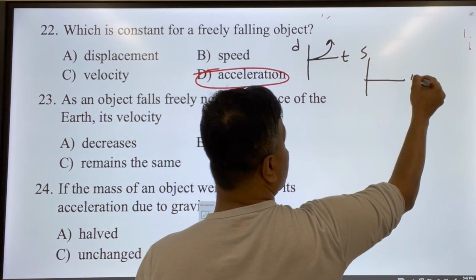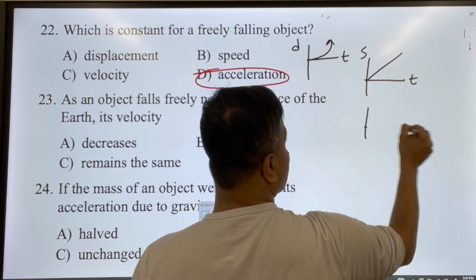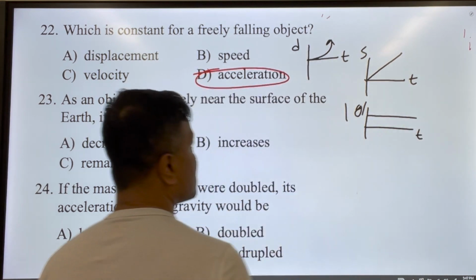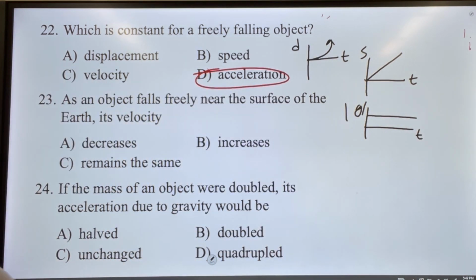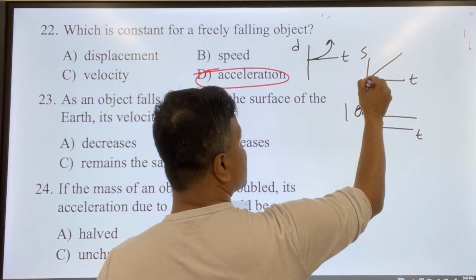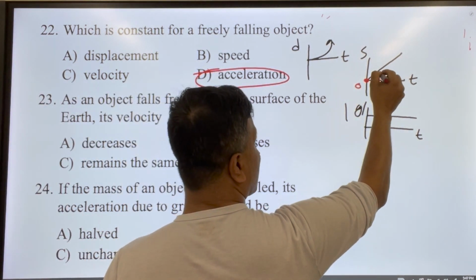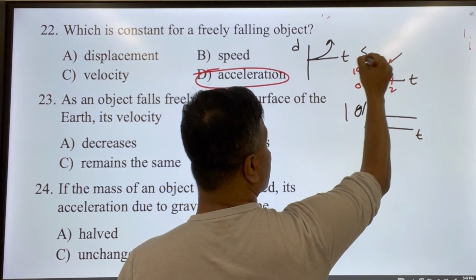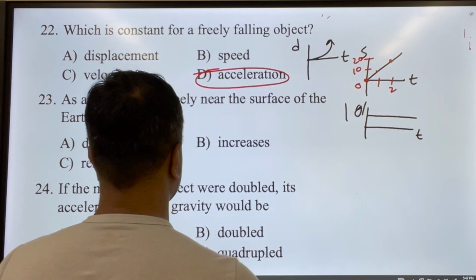Speed versus time is linear. Acceleration versus time is of course constant, for free falling body. As an object falls freely near surface of the earth, its velocity increases. As you see, velocity starts from 0. At the end of 1 second, velocity is 10. At the end of 2 second, velocity is 20. So velocity increases linearly.